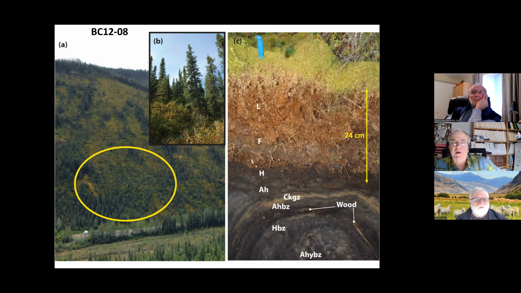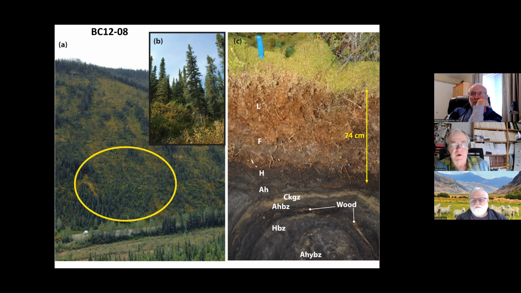So this is the example that we put in the paper. You can see a landscape view of this site. It's a very open black spruce forest with an understory dominated by shrubs like willow, and at ground level, a very thick moss layer. And this would be, and pardon the word, an upland moss. It's probably Hylocomium, but I'm not a moss taxonomist, but that's what it looks like to me.